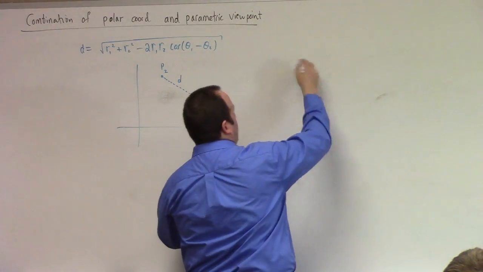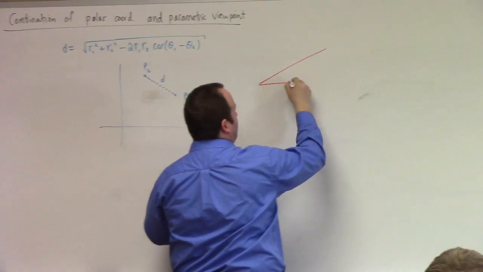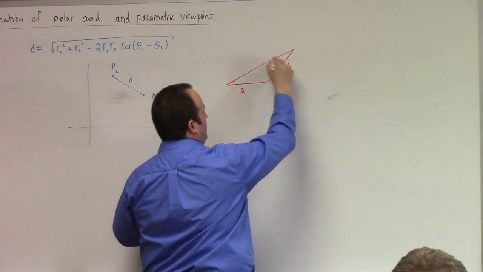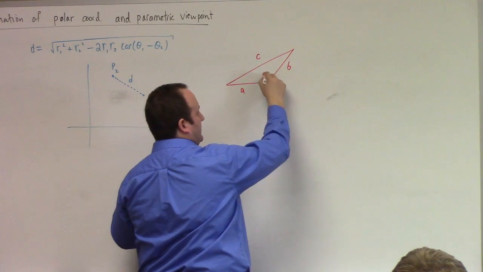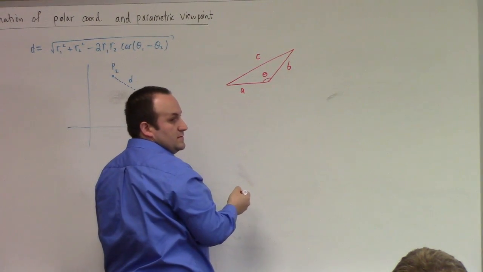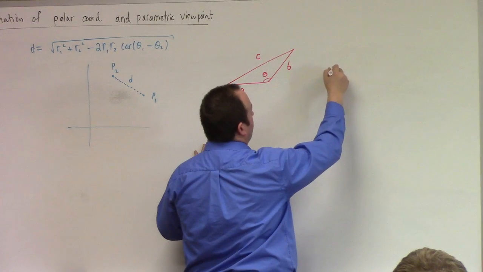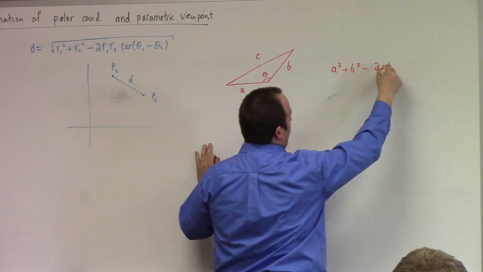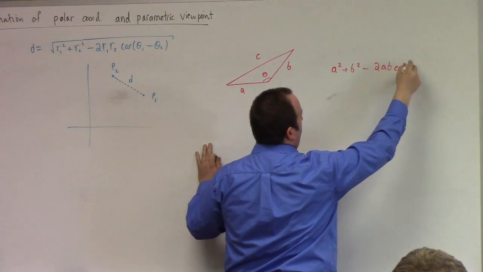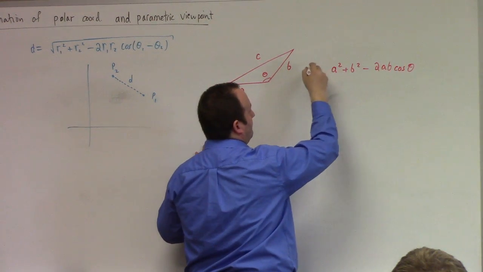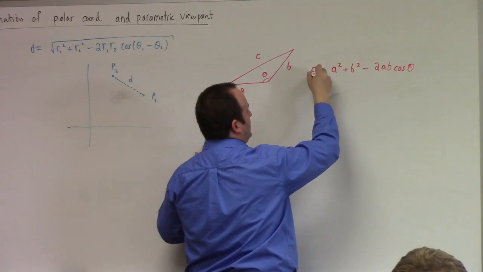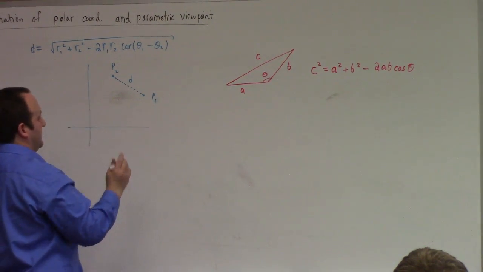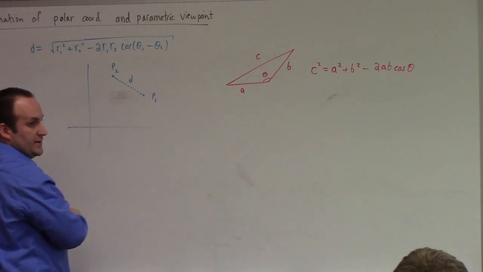Let me give you a slightly more leading question. Suppose I have this triangle, where this is A, this is B, this is C, and that's theta. What's the law of cosines? A squared plus B squared minus 2AB cosine theta equals what? C squared. Yes, we have a winner. Very good. So the goal is to somehow derive that from this, right?